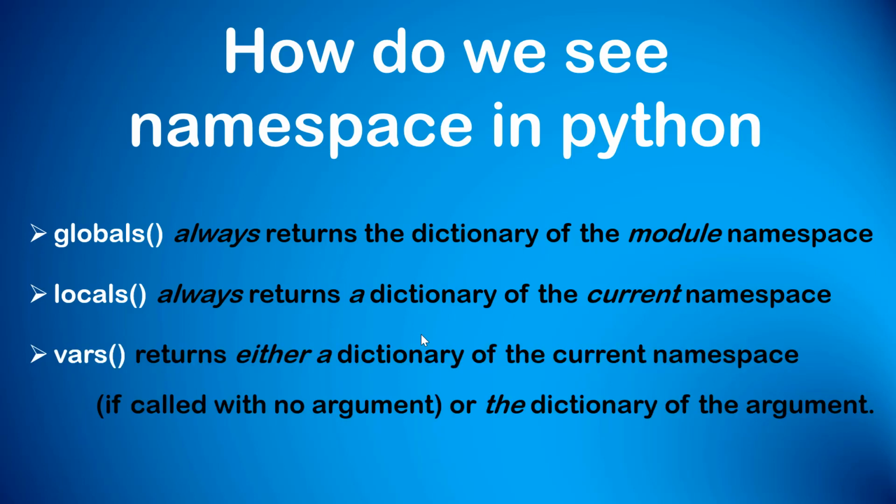Another method we have is vars. It always returns a dictionary of the current namespace if you do not pass any object to it, and when you pass an object as an argument to the vars function, it will return the dictionary of that object only. I know it's a lot of theory and you might be confused, so I will take you to the IDLE, and there I will show how you can access namespaces in Python practically. So now let's come to our IDLE.